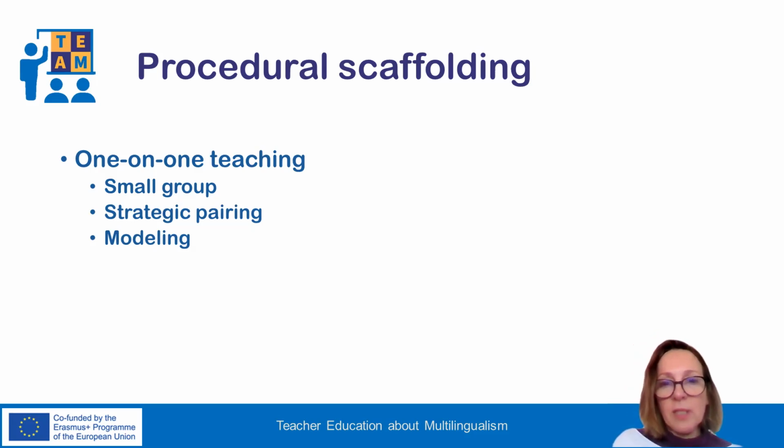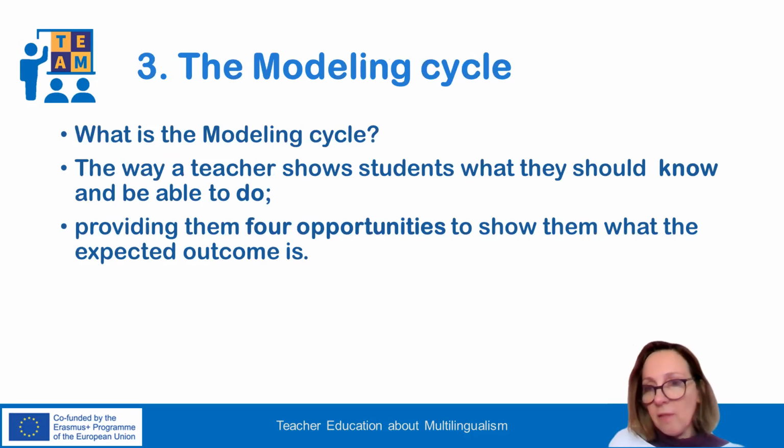Speaking of modeling, modeling can also be the third major strategy that teachers can use in a bilingual educational setting. In this case, we do not refer to the modeling as a strategy, but we refer to the modeling cycle. This cycle actually includes 4 steps. So what is a modeling cycle? It is the way a teacher shows students what they should know and be able to do, but she does that by following a certain process, a certain procedure, which includes 4 steps.